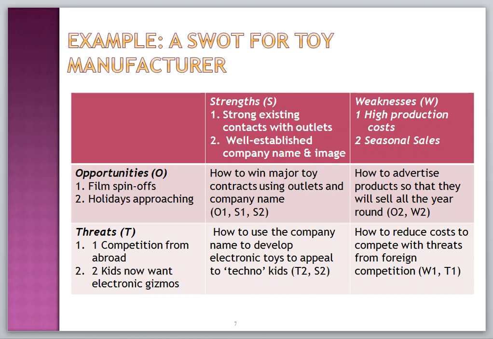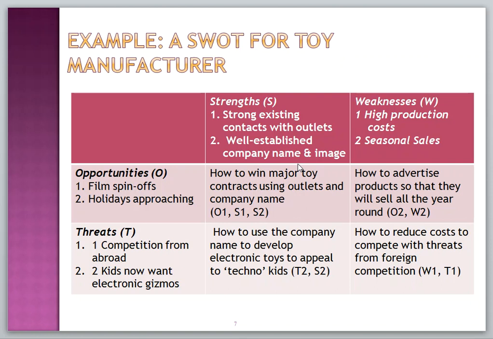In this example, in which we apply a SWOT analysis for toy manufacturers, a toy manufacturer company analyzed its SWOT and found, in the internal analysis, the S and W, that they have 2 strengths and 2 weaknesses. The 2 strengths are that they have strong existing contacts with outlets, strong front-end contacts, and also they have a good name, a good image.